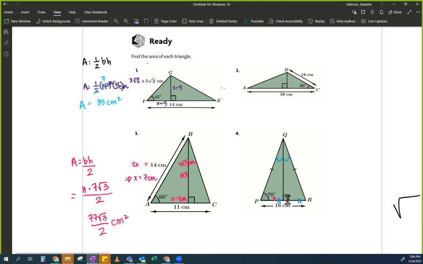Which trig function is going to help me? Sine, cosine, or tangent?